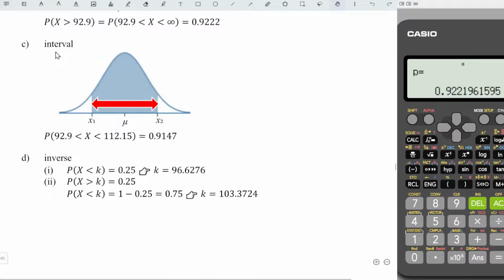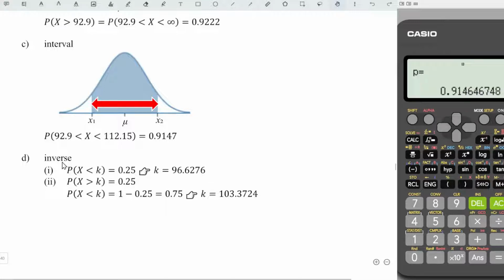For an interval, since we have 2 values, so this should be easier. Press equal, lower the lower value, 92.9. Press equal, upper the upper value, 112.15. Press equal, sigma and mu same. So we should obtain the correct probability.